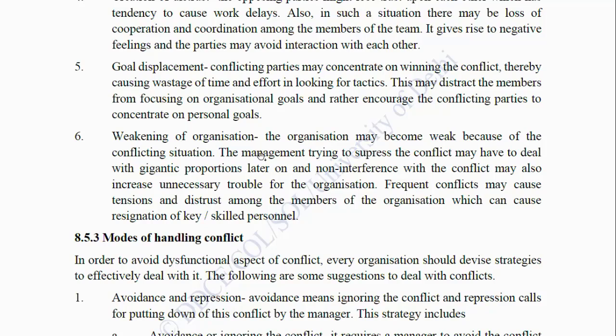Number 6. Weakening of organization. The organization may become weak because of the conflicting situation. Frequent conflicts may cause the tension and distrust among the members of the organization, which can cause the resignation of key skilled personnel.